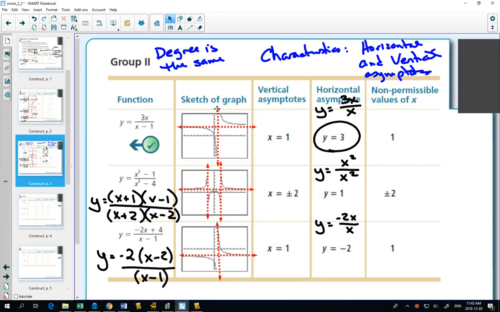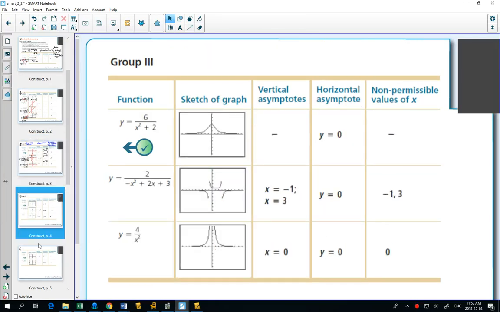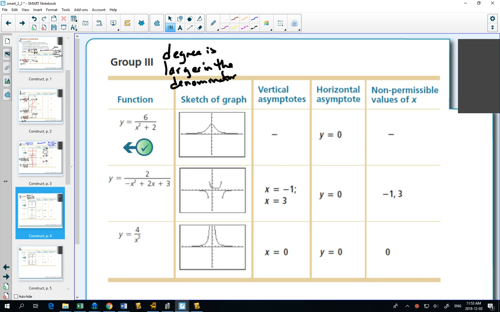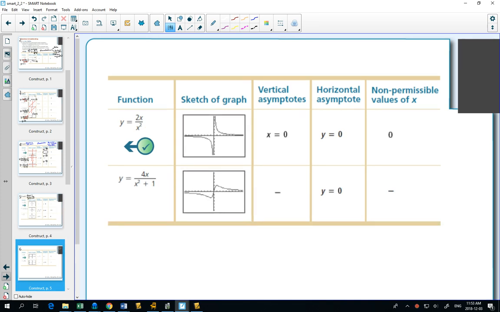Group 3. So the last group, in each of these, the degree is larger in the denominator than in the numerator. So we have a constant over a parabola, or we have a line over a parabola. But the key thing is the bigger degree is in your denominator.